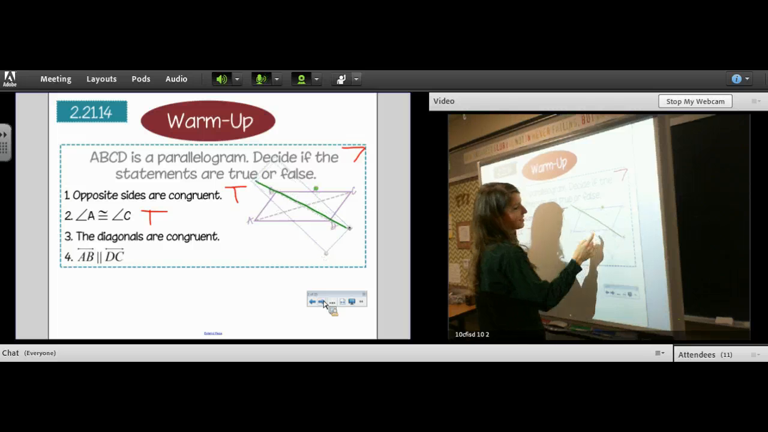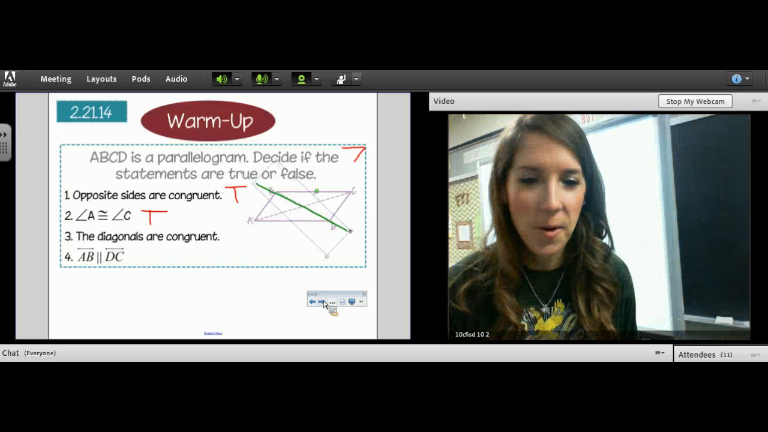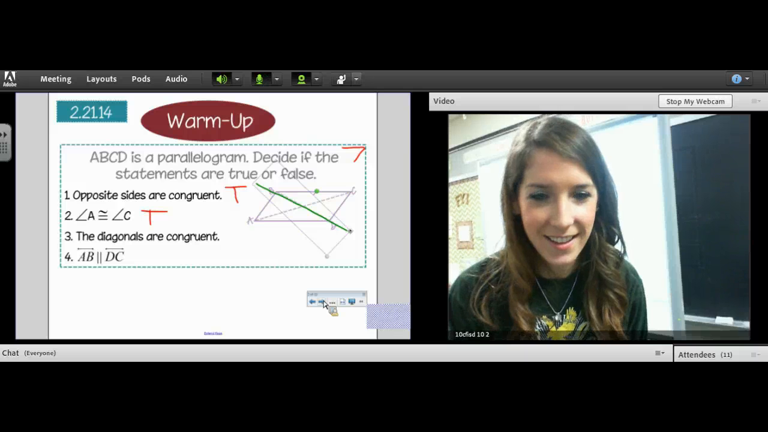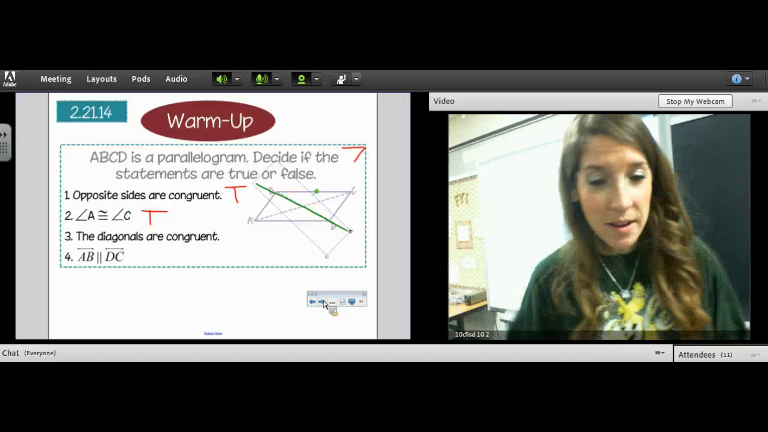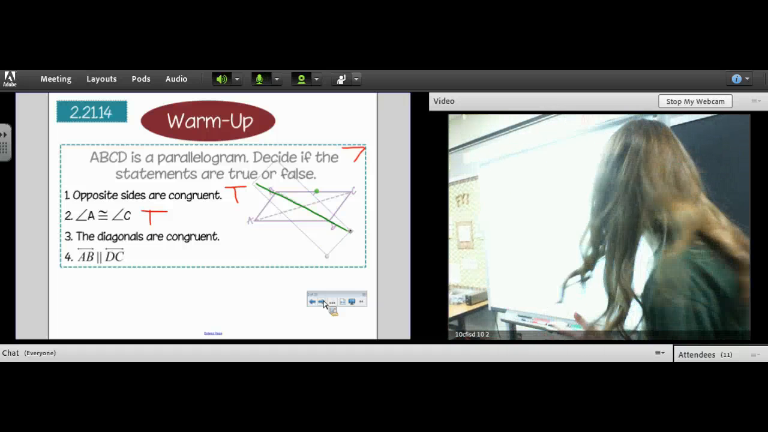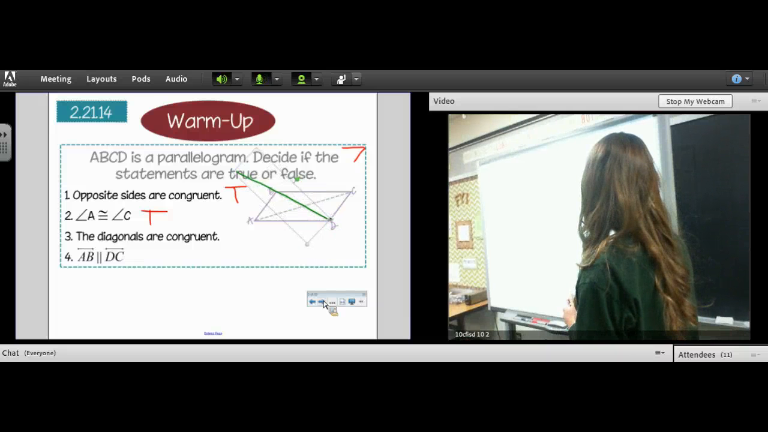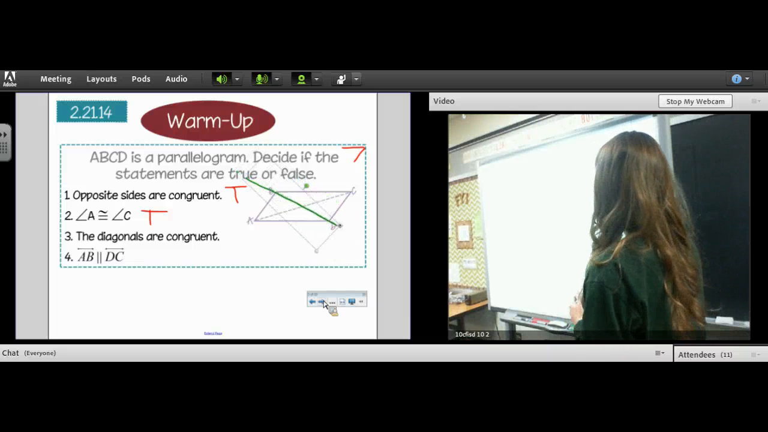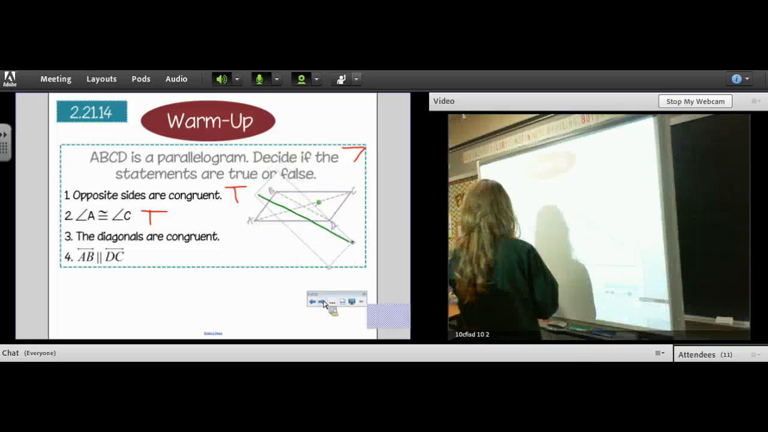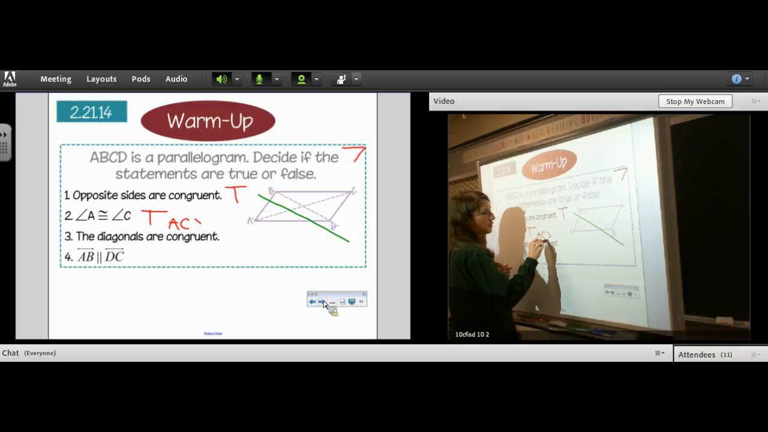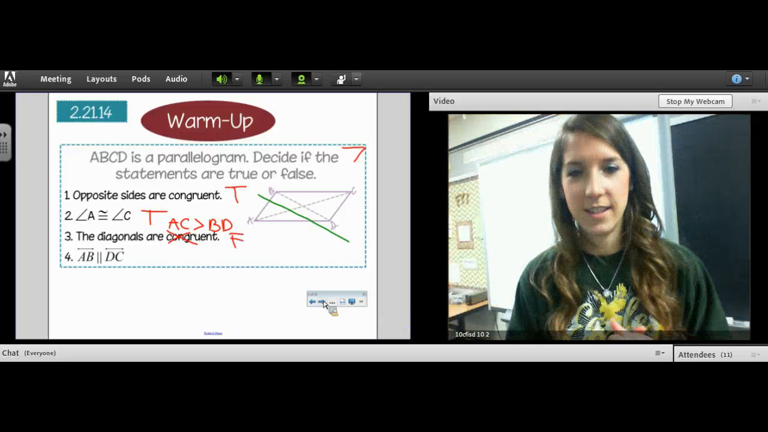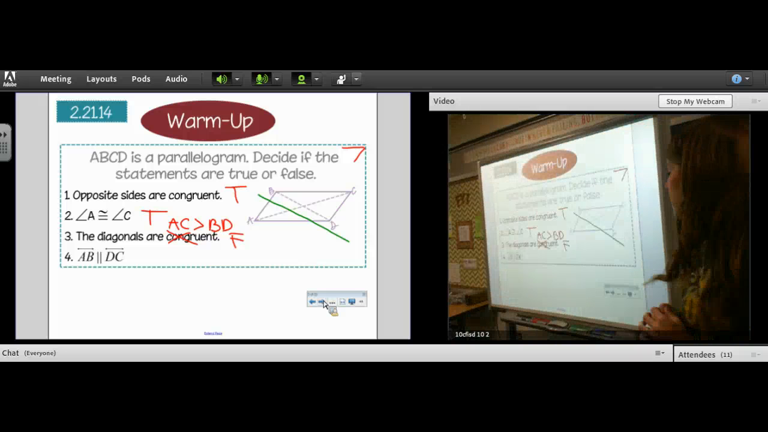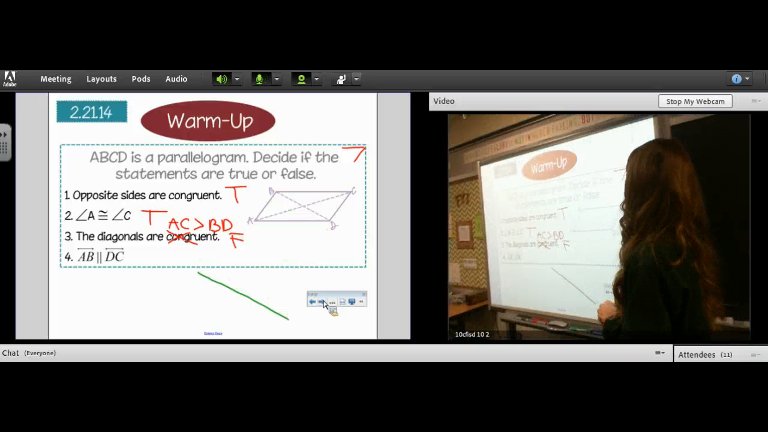Whoa, what do y'all think the answer is? No, it's not true. Look how different. Congruent means the same length. Is that green segment the same length as this? No way, it's way longer. So AC is much greater than BD, so they are definitely not congruent. False.